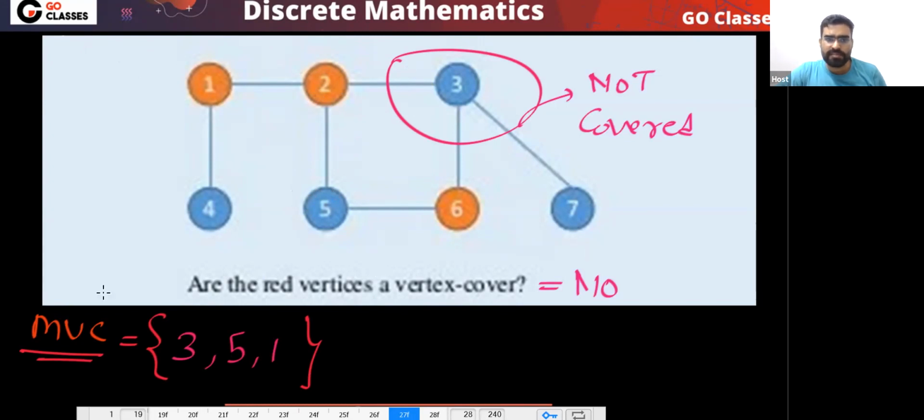They will cover all the edges. 1, 5, 3. So this 1 will cover these edges, this 5 will cover these edges, and 3 will cover these edges. So this is a minimum vertex cover.